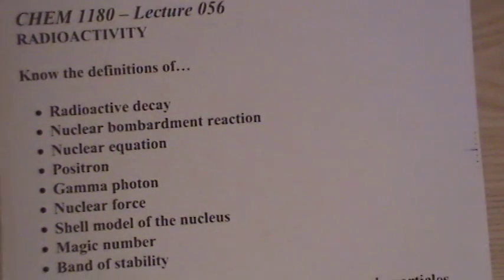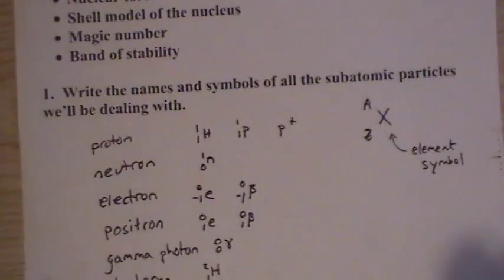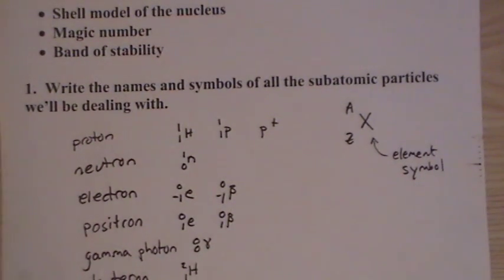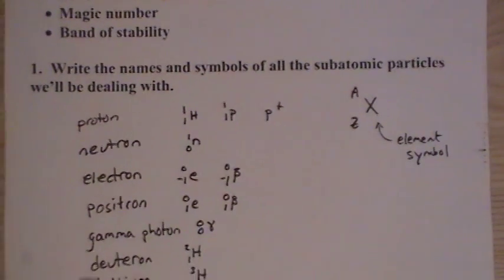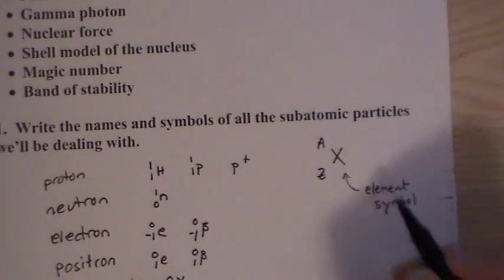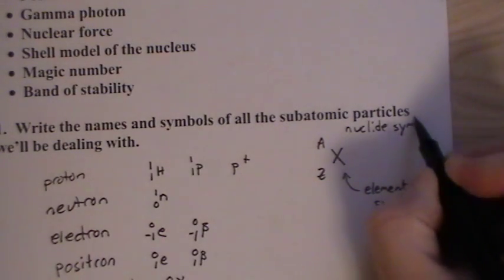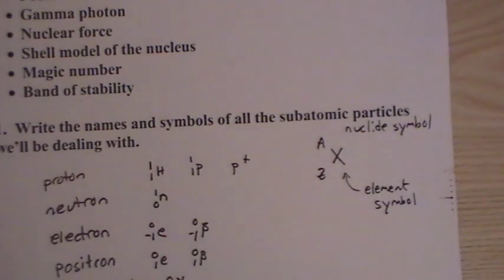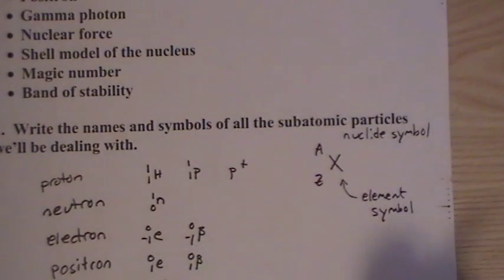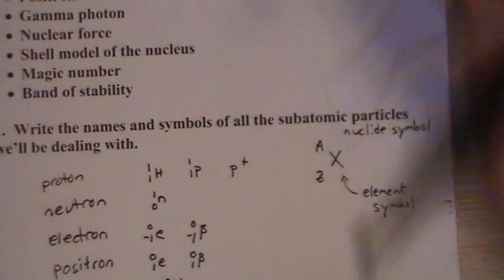Okay, Radioactivity, Lecture 56. Write the names and symbols of all the subatomic particles we'll be dealing with. And, well, before we talk about those, let me just talk about the nuclide symbol. This was discussed a long time ago, I think Chapter 2, in 1170.